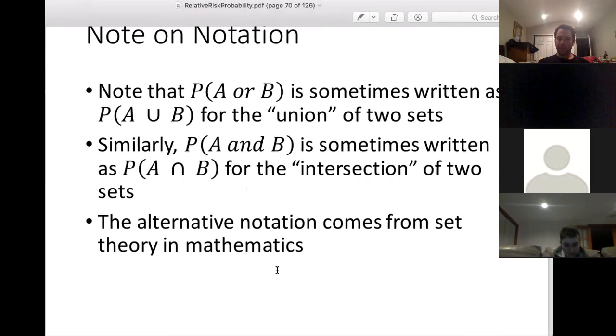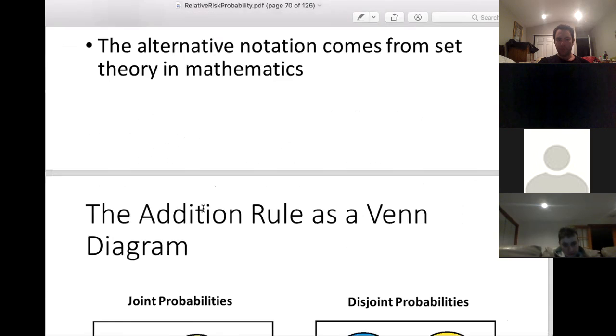Just some tips about notation: we could say that the probability of A or B could be denoted like this with a little u, which represents "or," the union of the two sets. And then P(A and B) is represented by that same U, but upside down, and it's representing the intersection of the two sets. So just so you see that and you're not too confused.